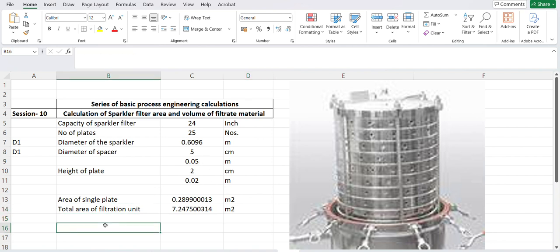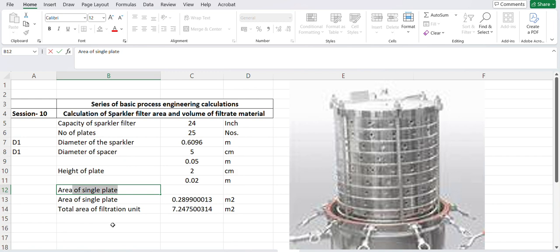Then we can calculate the volume. I'll just note down the formula. Area of single plate is equal to pi by 4 into (D1 square minus small d1 square). So you will get the idea. This is the formula.